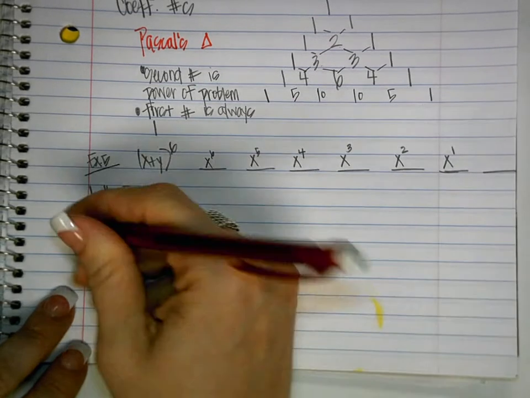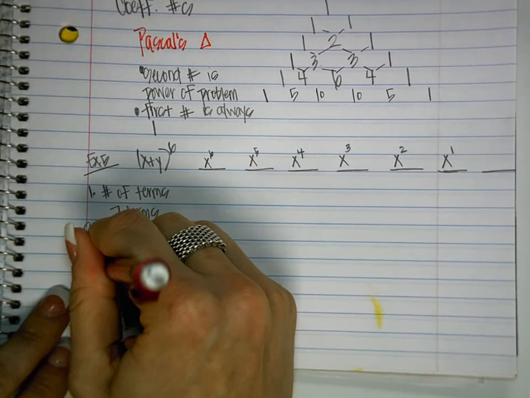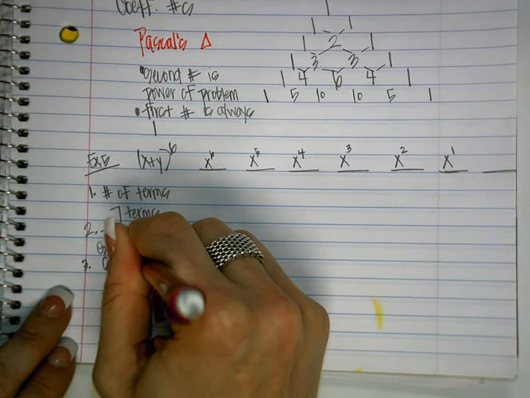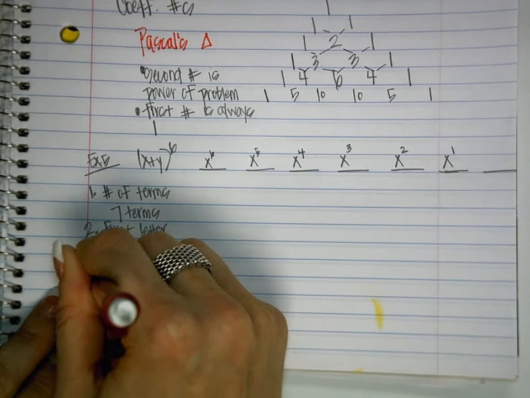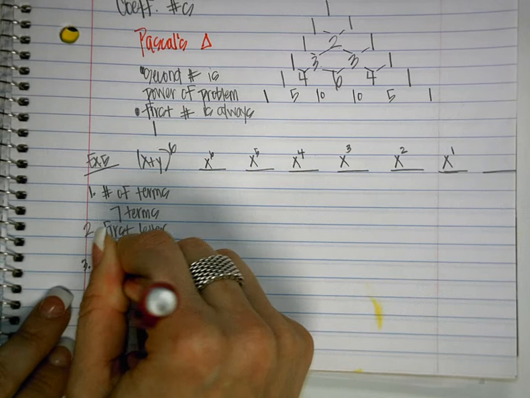The next step is we're going to look at the second letter. The exponent number is doing what? Increasing.